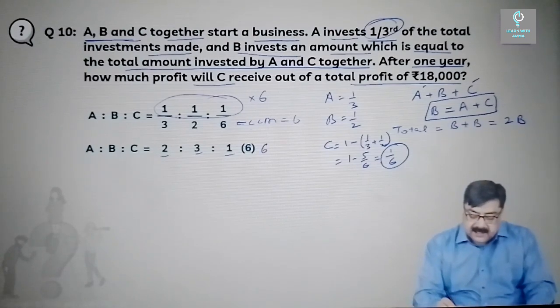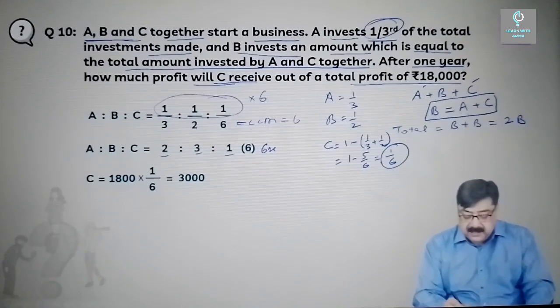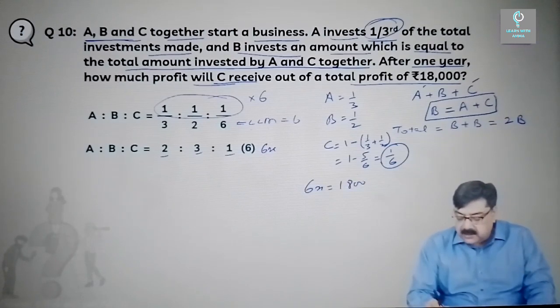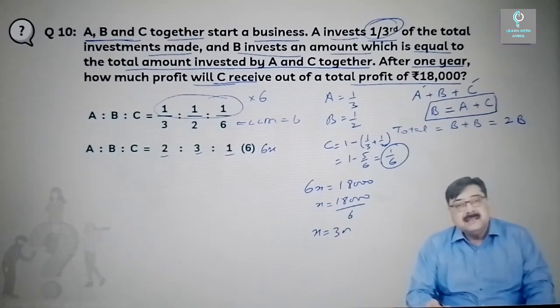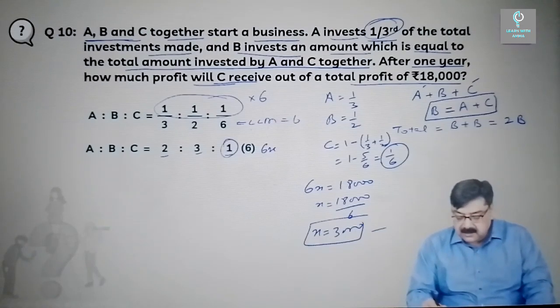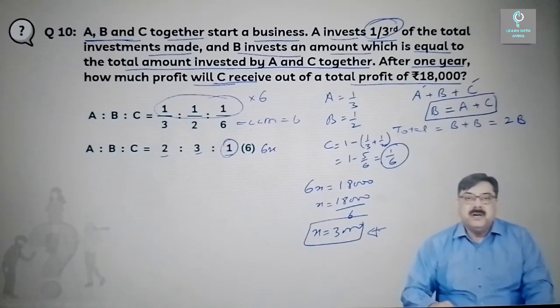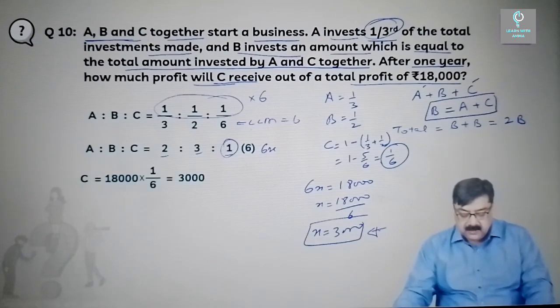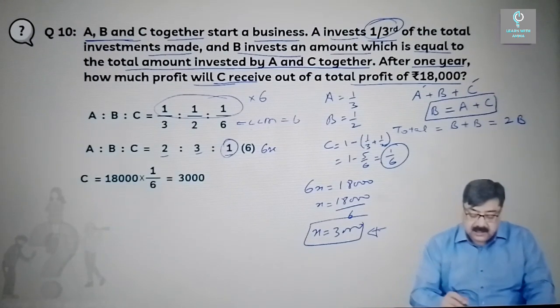Now this is 6x and you have to find out for C. So directly you can do 18,000 into 1 by 6, that is 3,000. Because 6x equals 18,000, that is the total profit. So x here is 18,000 by 6, which means x is 3,000. So total profit received by C is 3,000. We have found that out. You can also find out by using 18,000 into 1 by 6, which works out to be 3,000 anyhow.